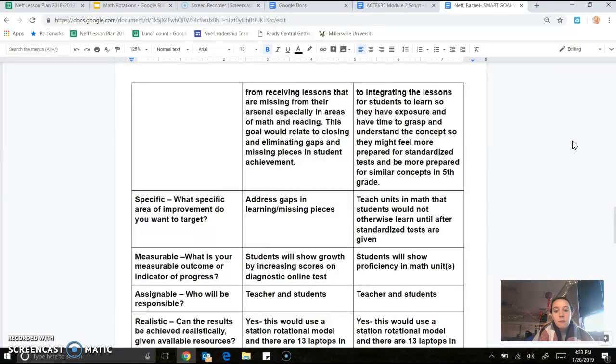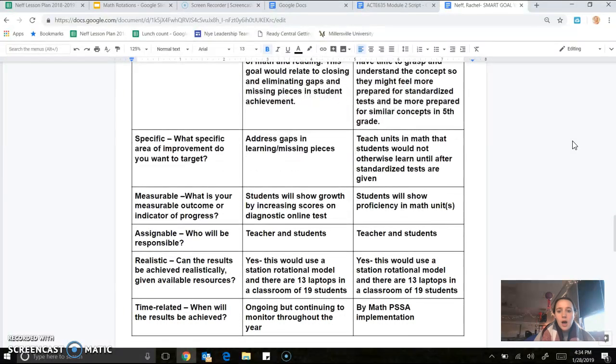Then looking at who would be responsible for this, it would be myself primarily, but also a little bit on the students as well, because while I would be the leader, I think that the students do need to have a little bit of responsibility for this. For myself in my classroom, yes, I believe that this would be a realistic goal.